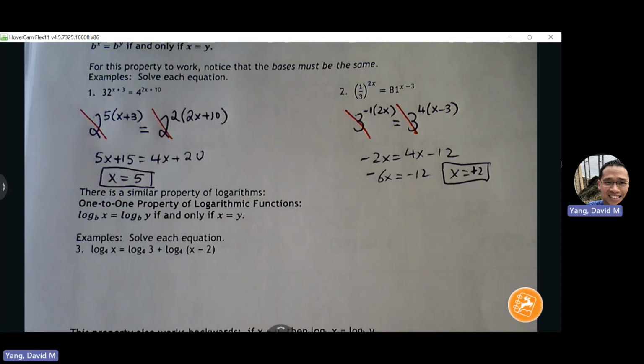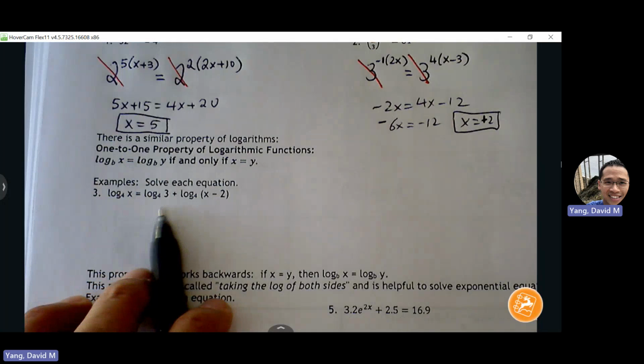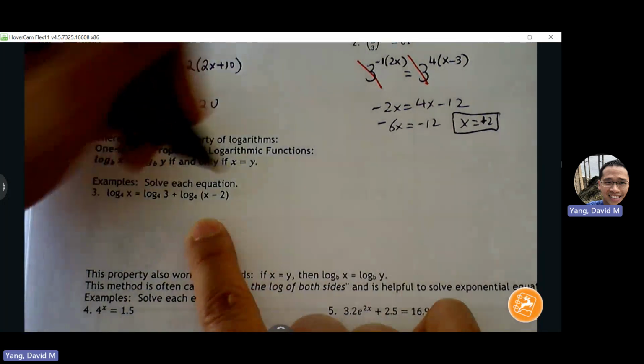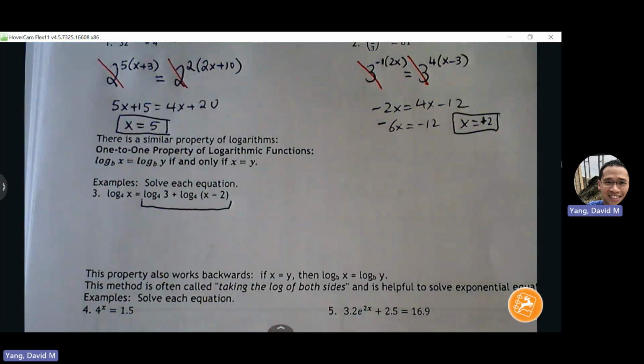So if I can get two bases to match, I can drop the bases and set the exponents equal. Likewise with log functions. If I can get two logs with the same base to match, I can just drop the logs and just set the values equal to each other. So number 3, log base 4. Now everything's log base 4 and all that is good, but the issue is that we have to clean up that right side first. We want to get that right side down to just one log expression.